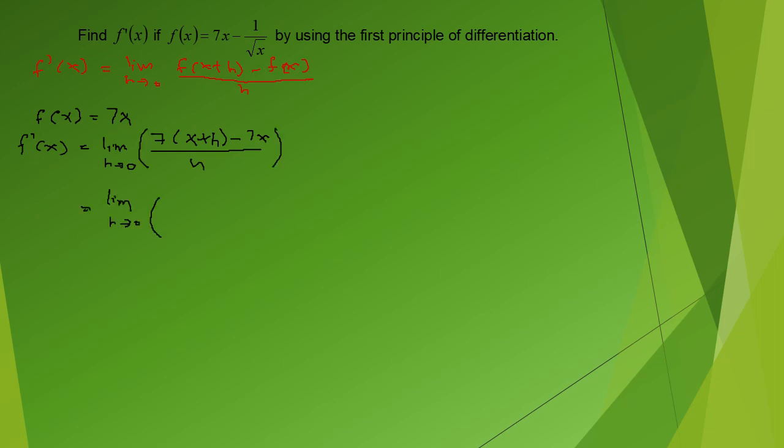Then expand: 7x plus 7h minus 7x divided by h. Then subtract 7x and 7x. The rest is 7h over h. Then cancel h. So we get f prime x equal to 7.